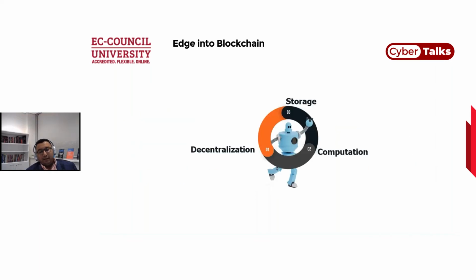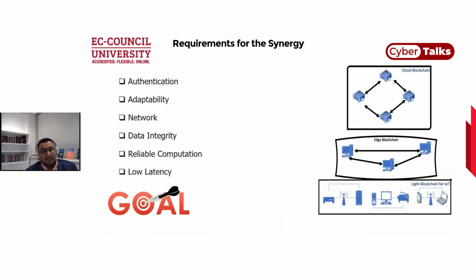And if we bring the concept of edge into the blockchain, we don't really have the problem of computation because we have lots of computing devices now, we have lots of storage, and we have lots of decentralization. So just imagine if we can think of blockchain and edge together as a synergy, we can solve a lot of problems up until now. And going back to the original problems of ransomware attack and healthcare security, yes, we can address those issues. So what are the requirements for this synergistic approach?